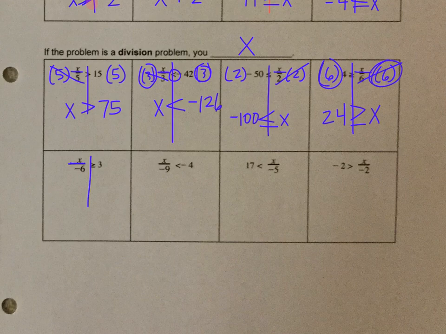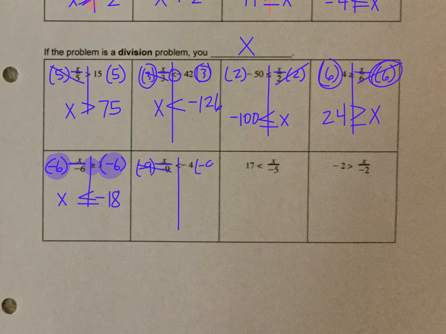This one's being divided by a negative 6, so I have to multiply by a negative 6. I get x on this side, negative 18 on the other side. When I move a negative, like the negative 6, I have to flip my sign. Next one, divided by negative 9 means we're going to multiply by negative 9. X, negative 4 times negative 9 is a positive 36. I moved the negative with multiplication, so I flip my sign.